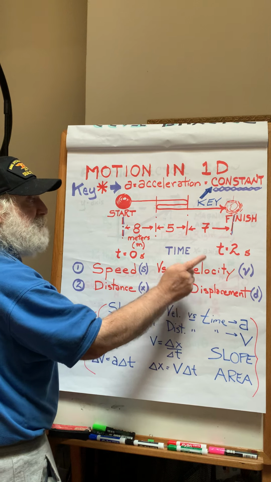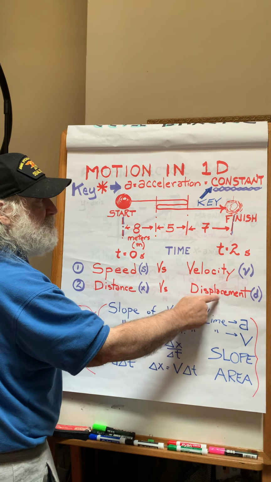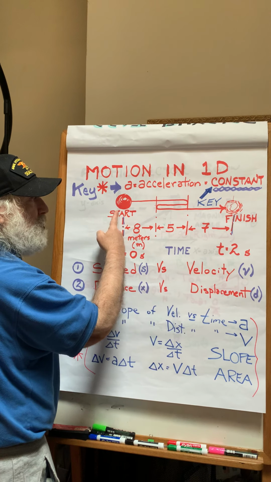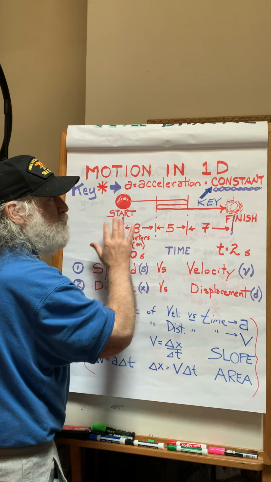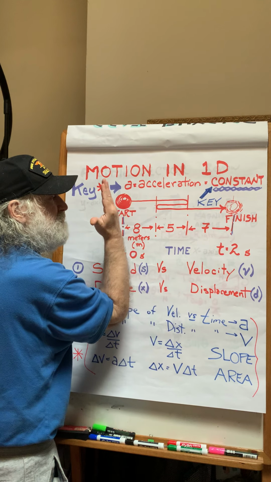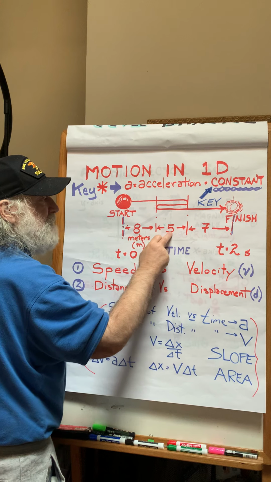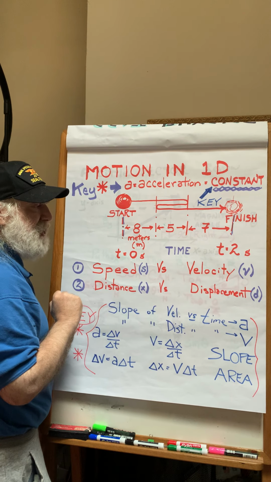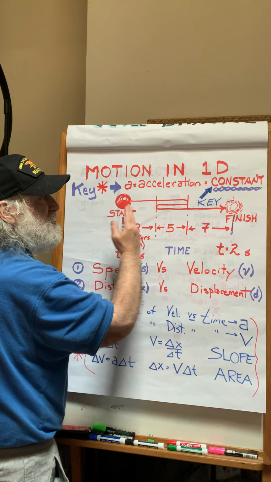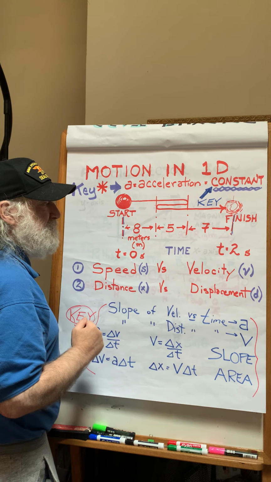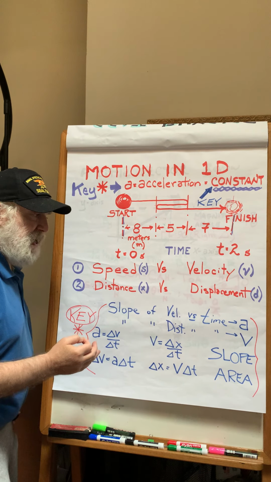But that's not the velocity, because the velocity cares about the displacement. You start here, you finish here. The total distance that you went, the displacement, is just from here to here, or 15 and 5 more for 20. So your velocity was displacement over time, 15 over 2, or 7.5 meters per second.